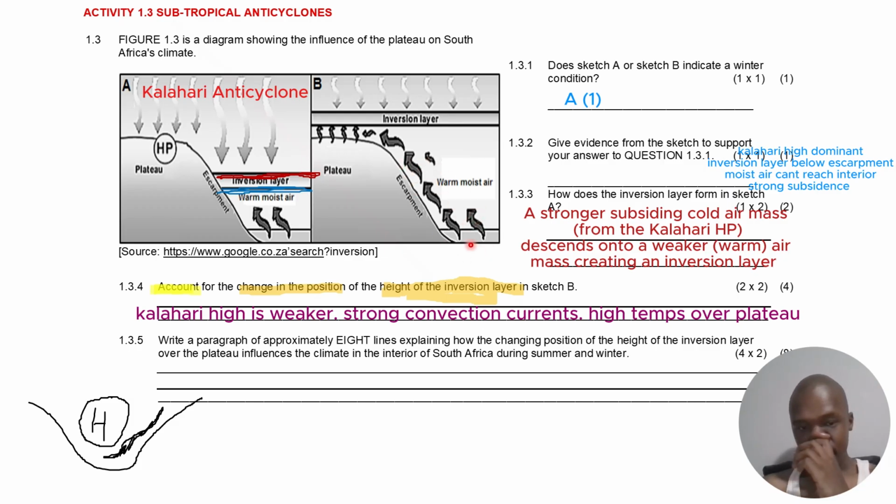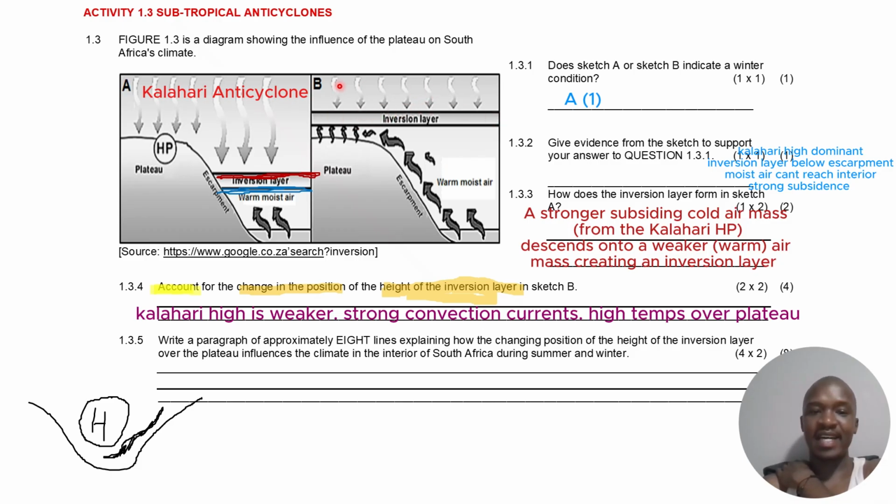You can see that this warm air is rising. That's convection, right? There is strong convection, right? And this warm air is able to reach the interior, pushing the inversion layer to above the escarpment, right? We explained why the inversion layer is now here.